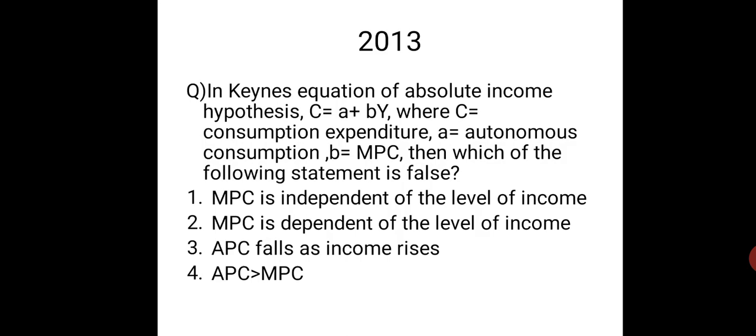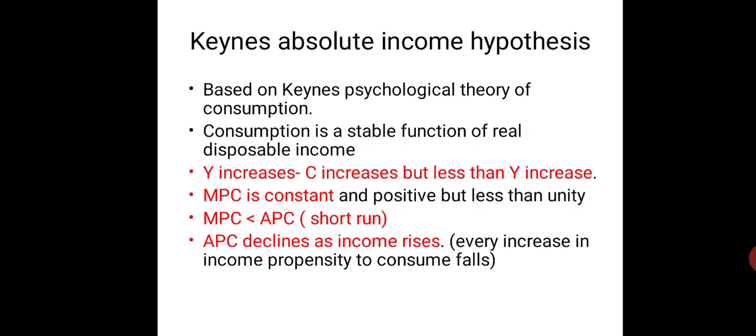Still, we will go with the third and fourth option. 3. APC falls as income rises. That is one of the important findings of absolute income hypothesis, right? Absolute income hypothesis says that as the income increases, consumption doesn't increase up to that level, right? That is Keynes' psychological theory of consumption or absolute income hypothesis. Income increases, but consumption doesn't increase as much as the increase in income, right? So APC declines as income increases.